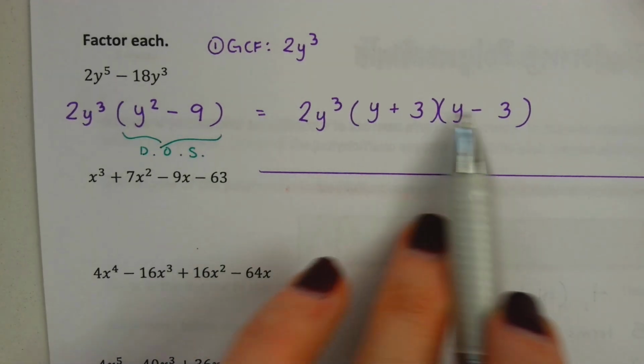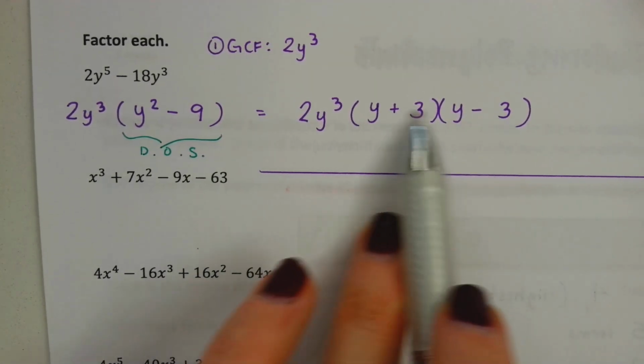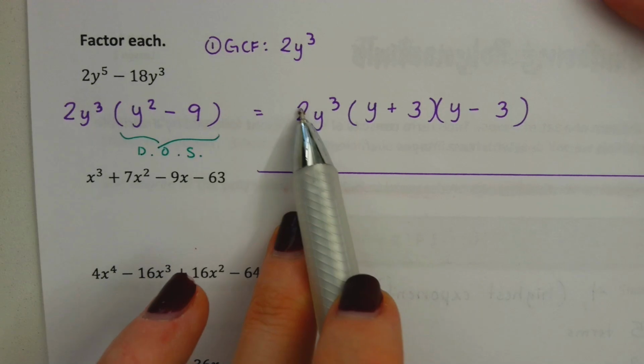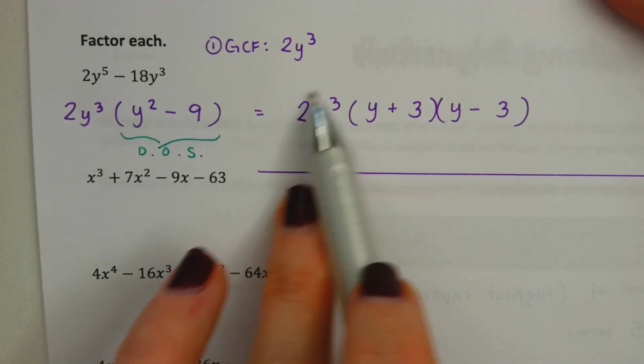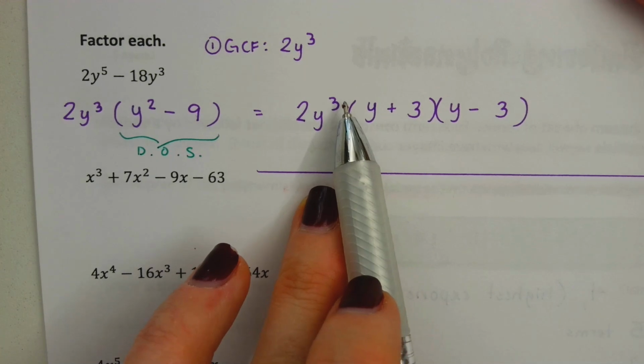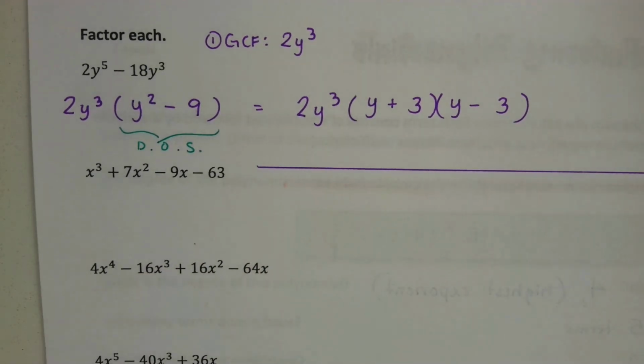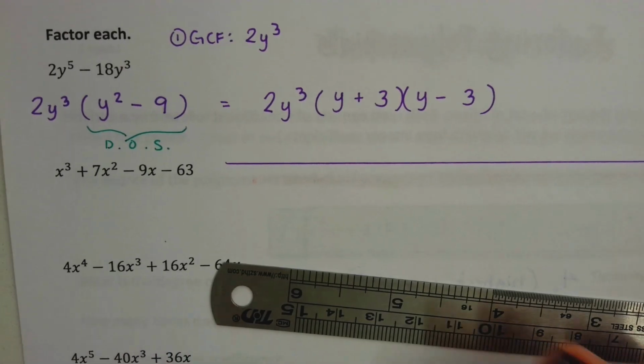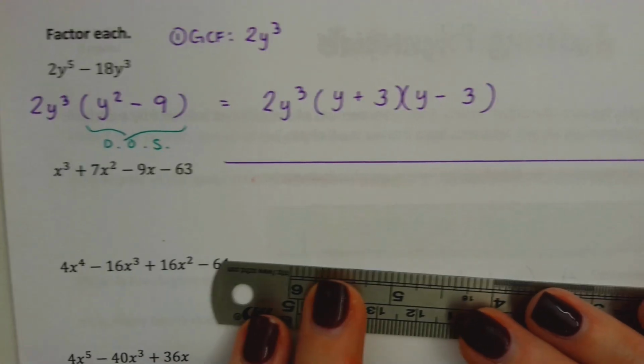Looking at it, neither of those parentheses are squared anymore, so I know these are not going to factor more. This one, I would just leave just like that. Technically, if you want to, you could write y times y, but that seems silly. Just leave it as your y to the 3rd power. Questions on that one?